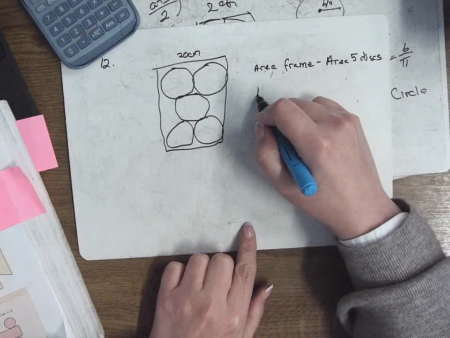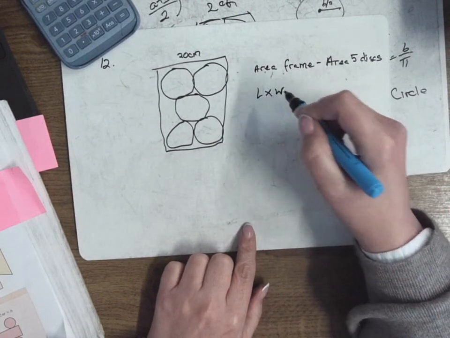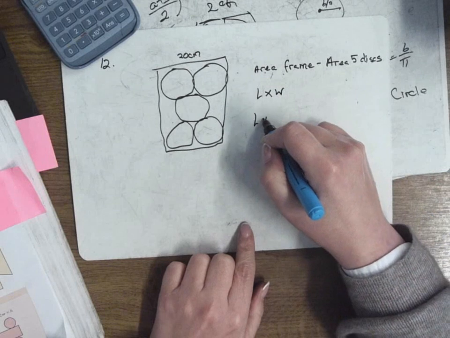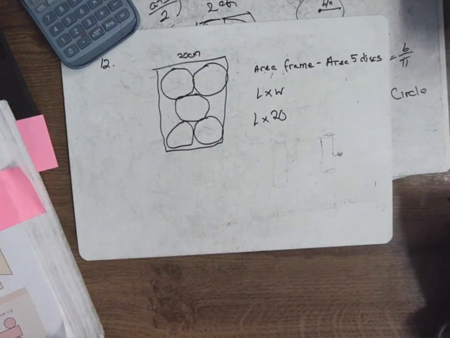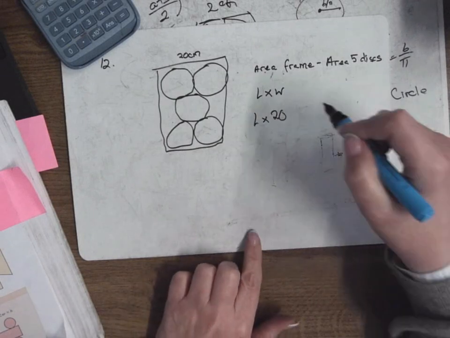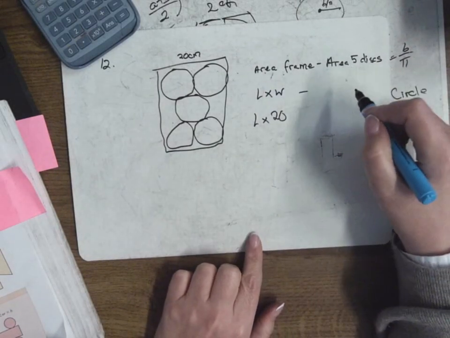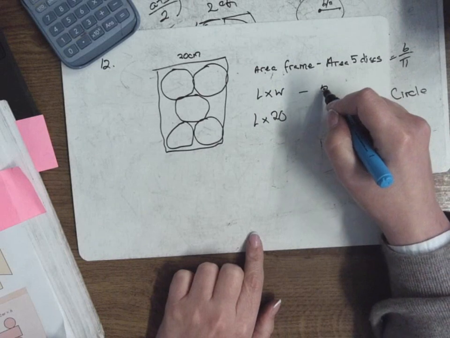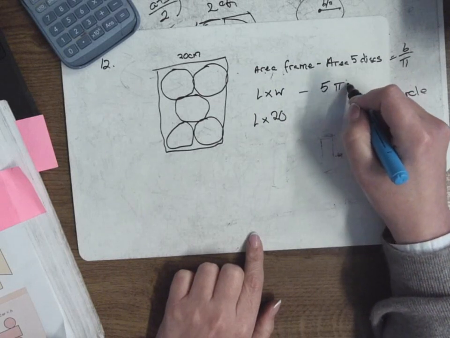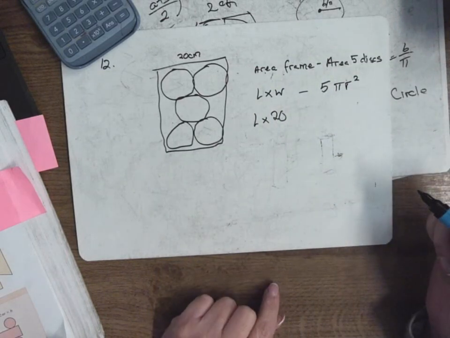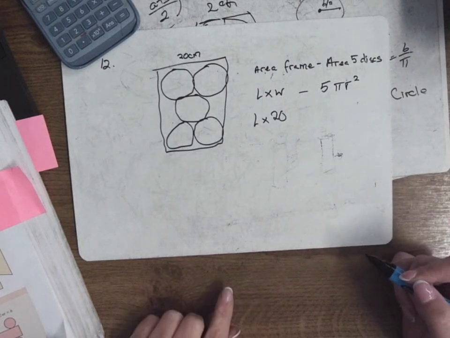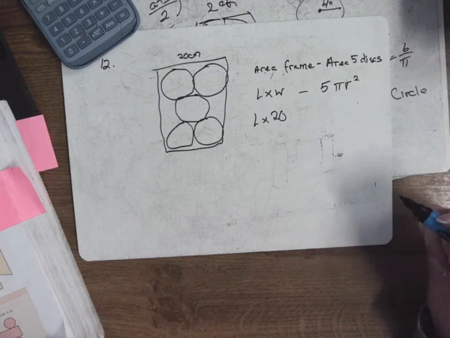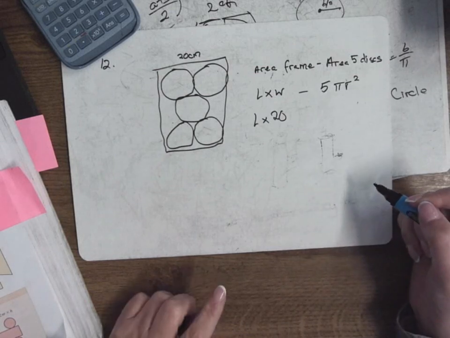The area of a frame is length by width. You don't know what the length is, but length by 20 would be correct, wouldn't it? I've got marks, probably 1/3 of the marks. I've almost passed the question. Take away the area of 5 discs, so that's 5 pi r squared. 1 disc is pi r squared, so 5 pi r squared. I'm going really well now. I've got even more marks now. I'm nearly up to a C. Okay, you don't do C's. I'm nearly up to H5. I'll never get my head around that.